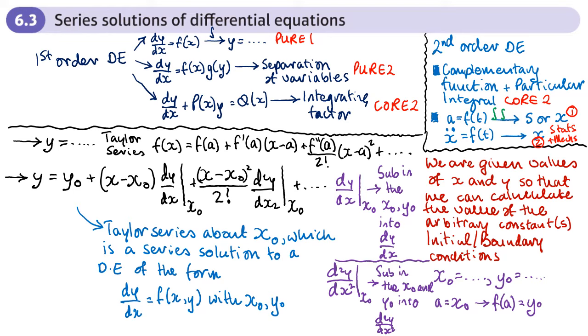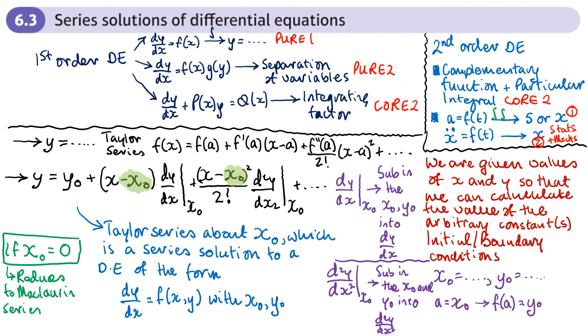Now I mentioned a bit earlier that sometimes x0 is equal to 0. If that's the case, then what happens in the expansion is that all of those x0s will just be 0, and our expansion basically just becomes a Maclaurin expansion, or Maclaurin series. So it reduces to the Maclaurin series. Just remember that it means there's less for you to write out.